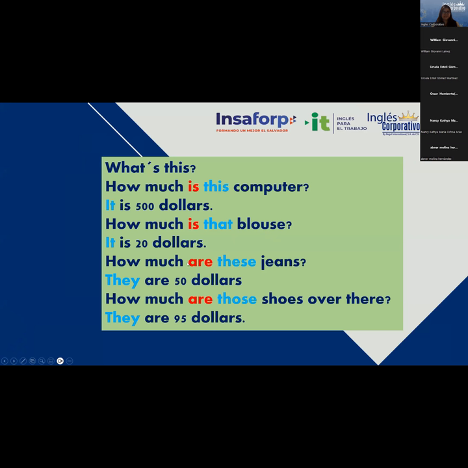Remember, what's this? How much is this? How much is that blouse? How much is this computer? It is $500. How much is that blouse? It is $20. How much are these jeans? They are $50. How much are those shoes over there? Over there means por allá. They are $95.